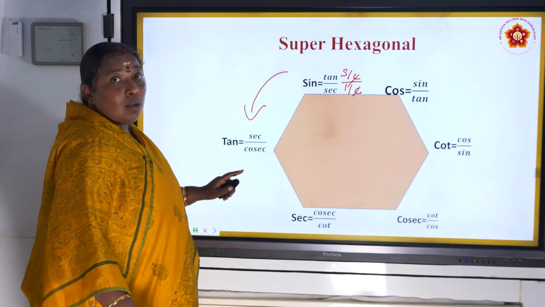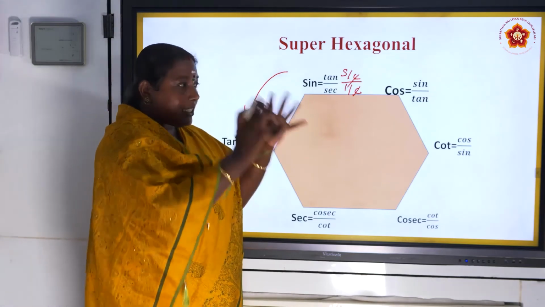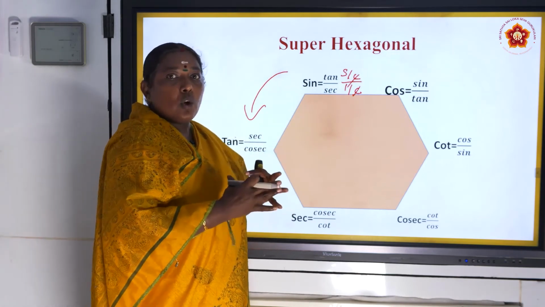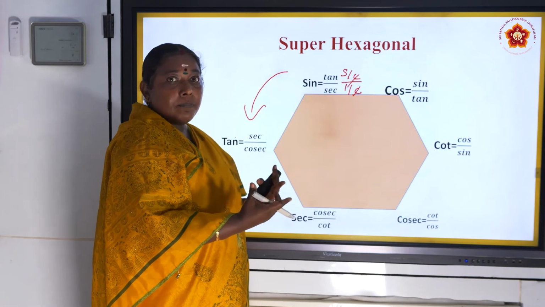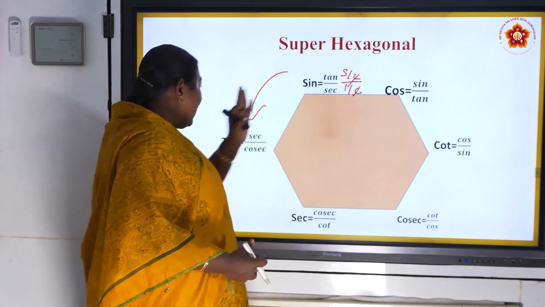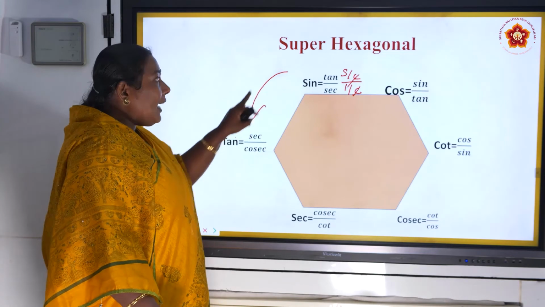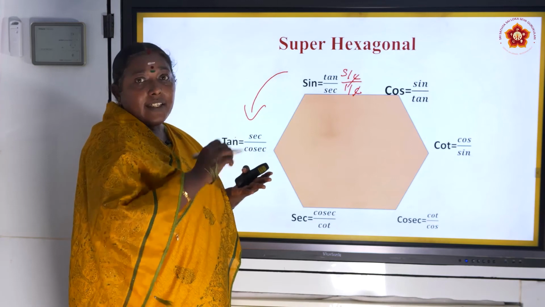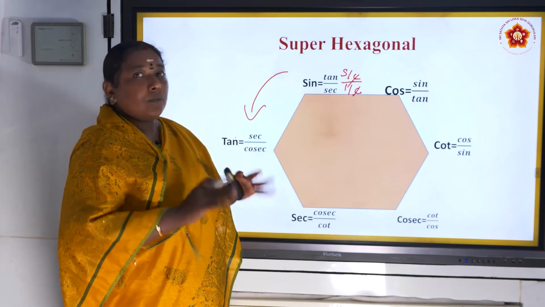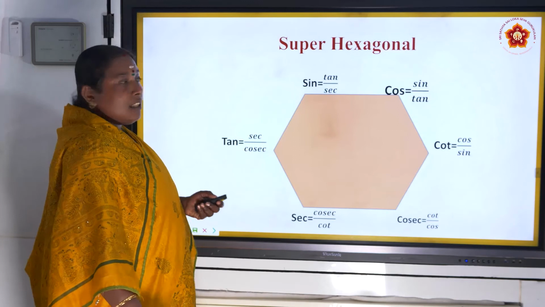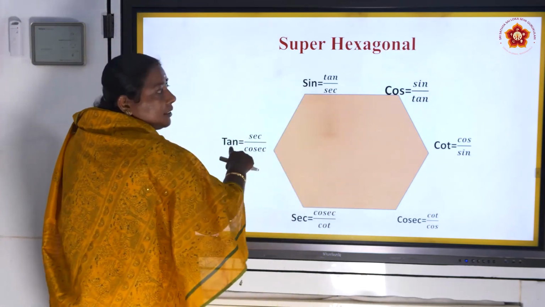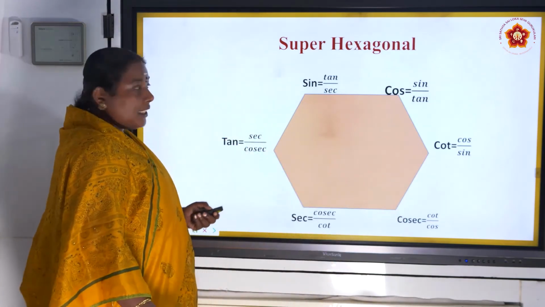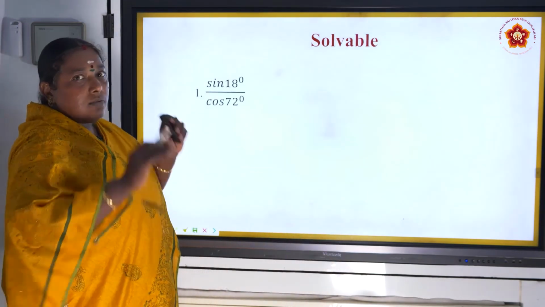Why I am telling this means in future, if you are writing a sum, you have to think about in all the ways how to represent the sine. Not only in the cos or something. You have to represent in cos and cot also, tan and secant also. Okay, that is why I am telling you, remember this super hexagonal very nicely. Draw it again and again, at least for 25 times you will get remembering. Okay, so cos is sine by tan, cot is cos by sine, cosecant is cot by cos. Right? So that's all.